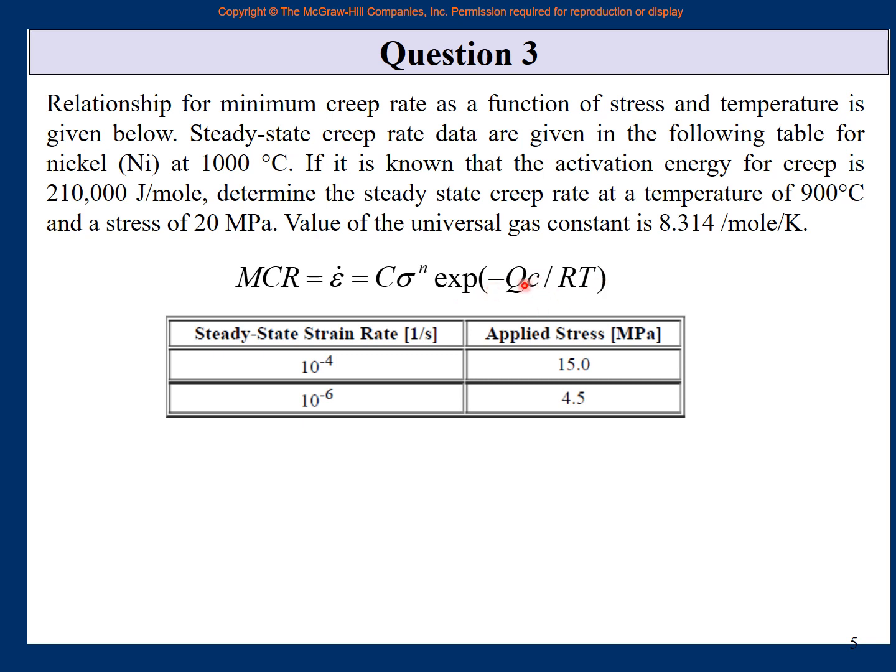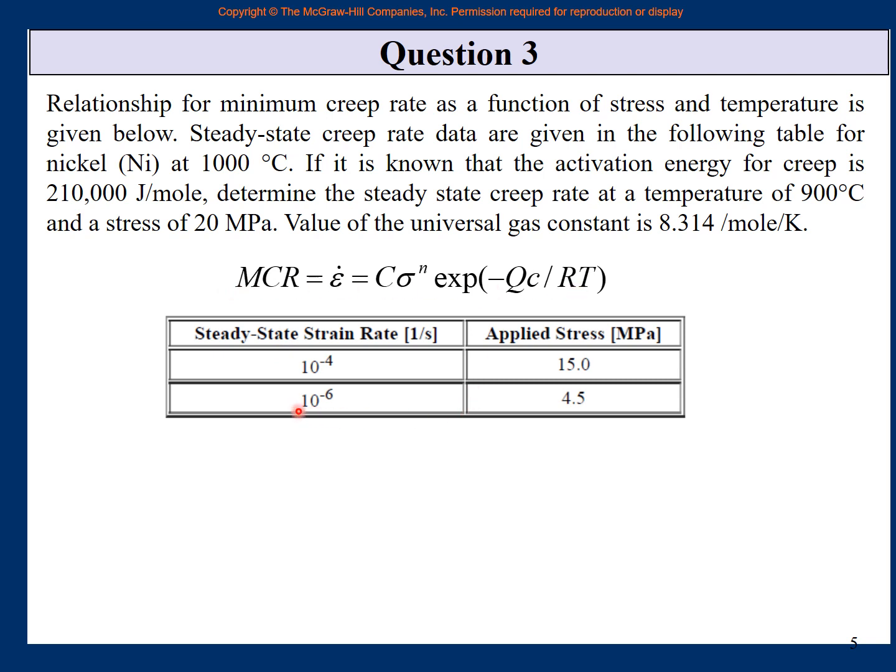Q_C is the activation energy, 210,000 joule per mole. For Q_C, write this value. R is 8.314 per mole per Kelvin. Temperature, right? Temperature is 1000 Celsius. So this is one equation.